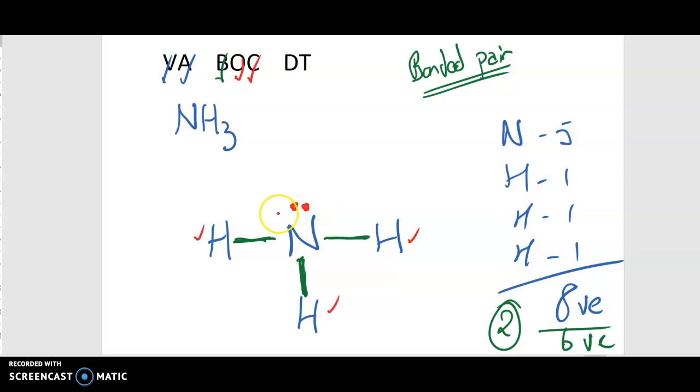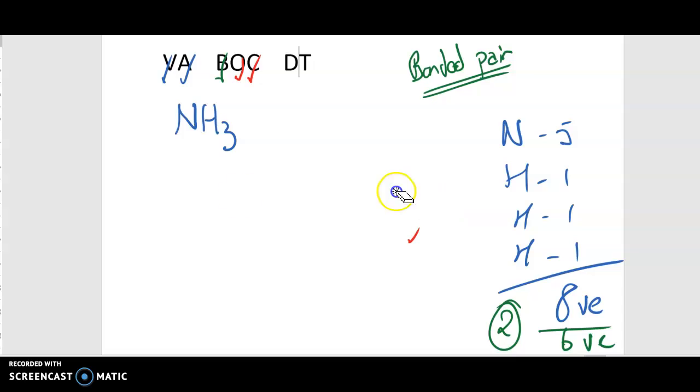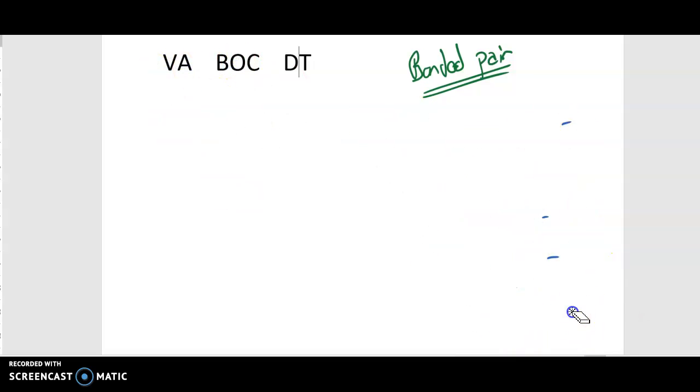I'm going to stick my 2 electrons there. And if I look at that now, nitrogen has 8 electrons surrounding it: 2 non-bonded electrons and 6 bonded electrons, or 1 pair of non-bonded electrons and 3 pairs of bonded electrons. So that's nitrogen. Lastly, I'm going to do one last example, which requires our last 2 letters in my VAR-BOK DT.